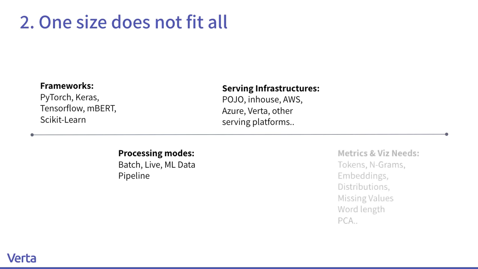And then metrics and visualizations also need to be addressed. And the needs change considerably with each model. And as you expand the model, you may have different requirements. Maybe you need n-grams, embeddings, word length calculated. So again, the type of metrics and the way you want to visualize them also evolves and changes with each model and as the model matures.